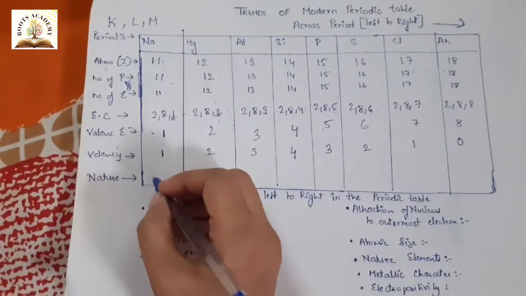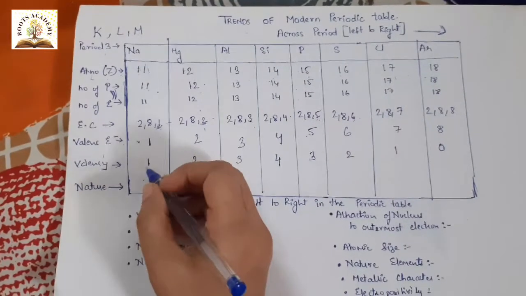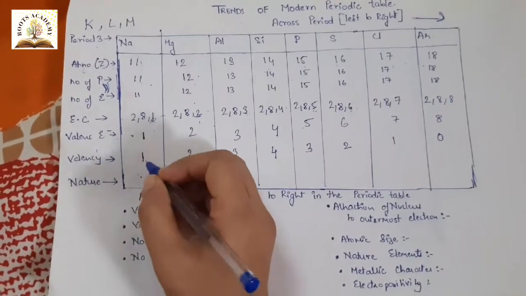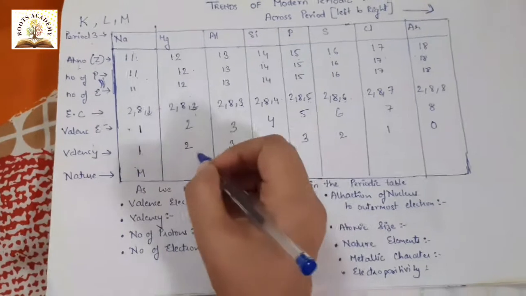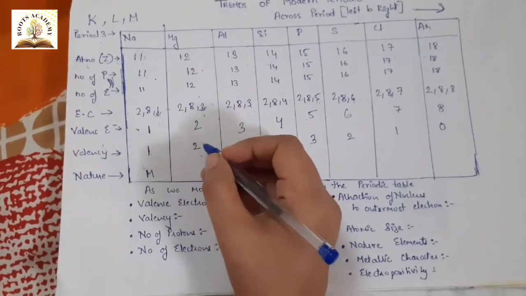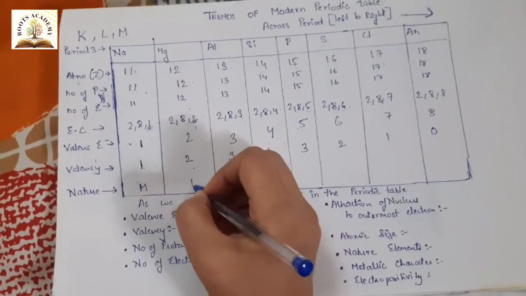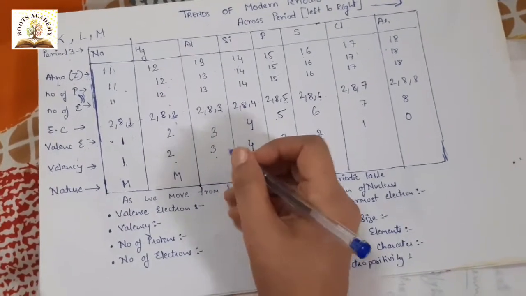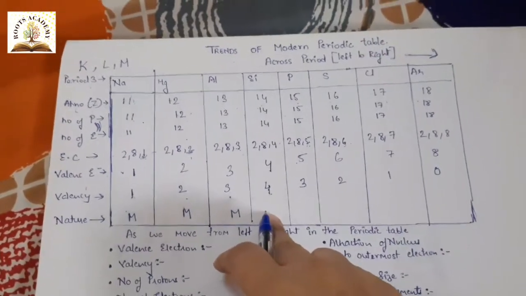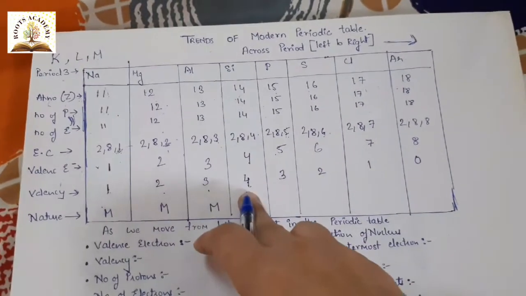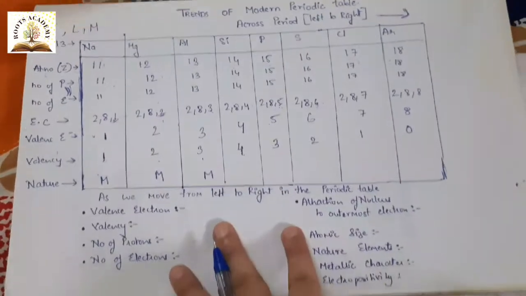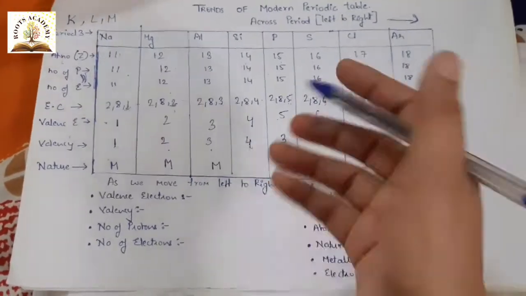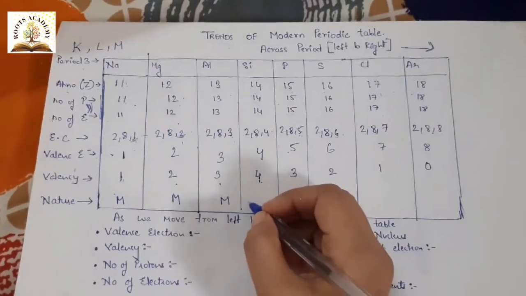What about the nature? Here valency is 1, so it is very easy for the element to lose an electron. So obviously it is losing, so it is a metal. Here valency is 2, so it is very convenient for the element to lose 2 electrons. So again it is a metal. Here it is 3, so again for aluminium it is very convenient to lose. Now here silicon, its valency is 4. So silicon can either donate 4 electrons or accept 4 electrons. So in this case silicon is not a metal nor a non-metal, it is a metalloid.